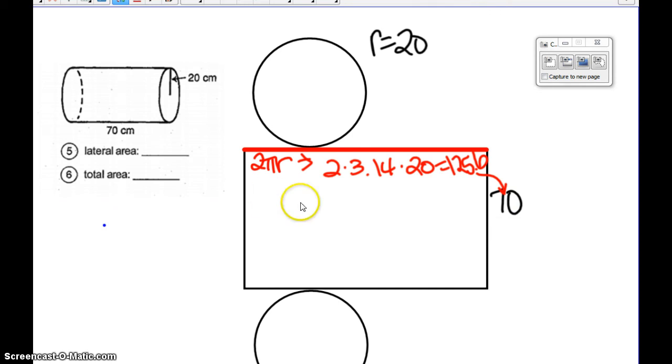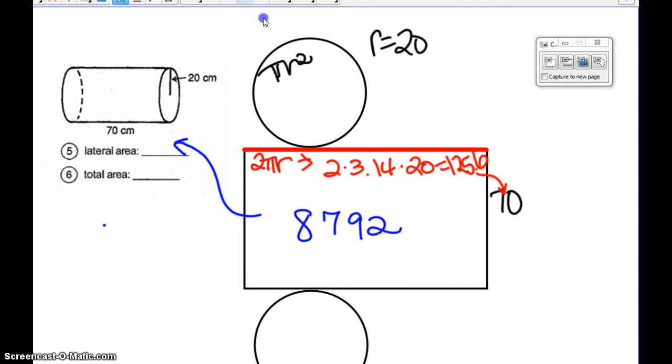There is the bell. So I multiplied it out and I get 8,792. So that's this piece right here. That is my lateral area. Then how do you find over here, how do you find your area of a circle? Yep, it's just pi r squared. So that is 3.14 times 20 times 20. So go in, get that done.